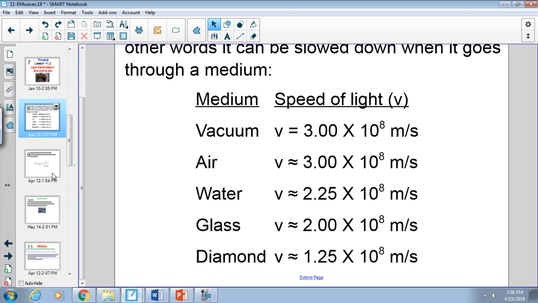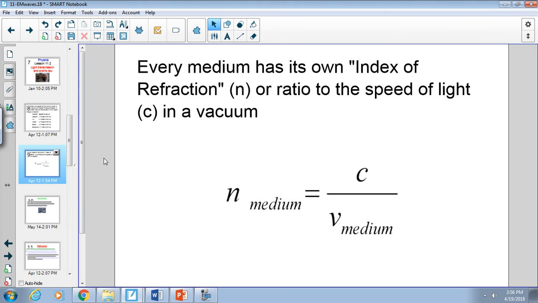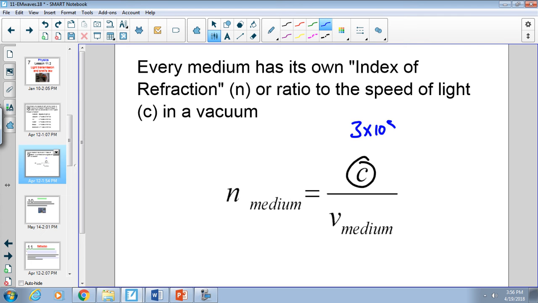Same idea with light. We can measure this using something called the index of refraction, where c is the speed of light, which is 3 times 10 to the 8th. n is the index of the material. This is a ratio number. It doesn't have any units. And v is the speed or velocity in the material, so how much it slows down.